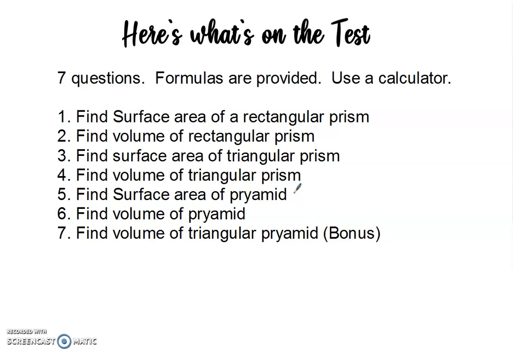So here are the 7 questions. The first one is to find the surface area of a rectangular prism. Then it's the volume of that prism. Then the surface area of a triangular prism. Then the volume of that prism. Then the surface area of a pyramid. The volume of a pyramid. And then I've got a little bonus question at the end. You are required to do the question. It won't let you submit the test unless you answer the question. Find the volume of a triangular pyramid. And I'll give you extra credit based on how you do and what you do.